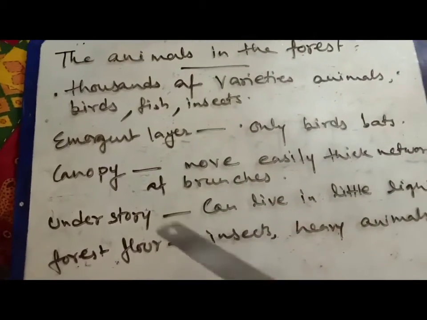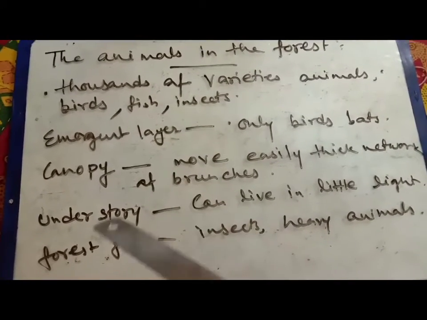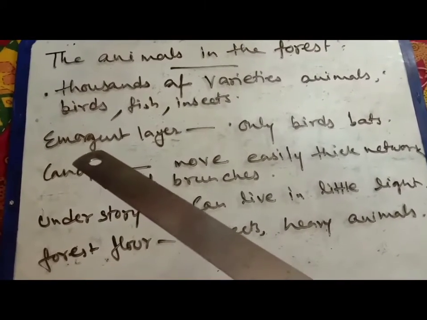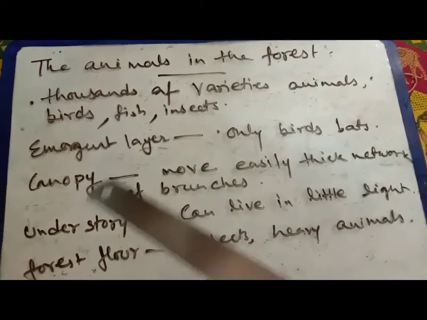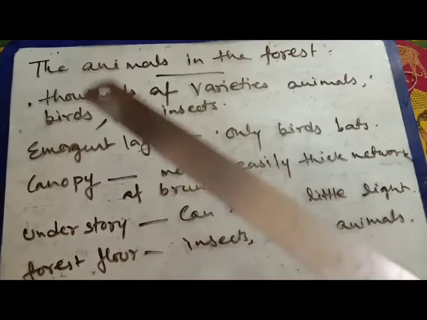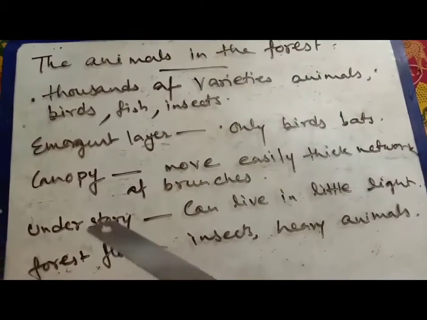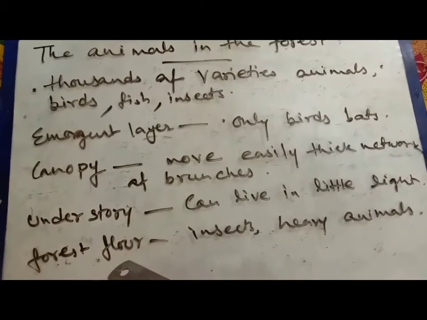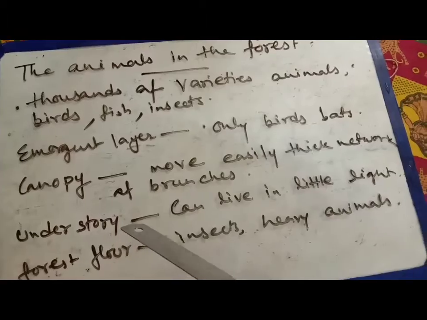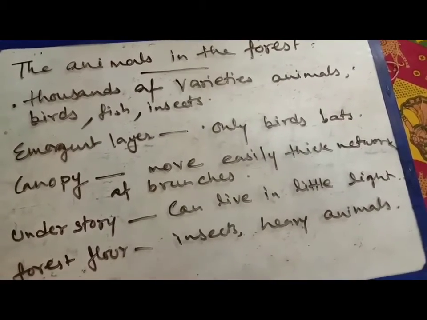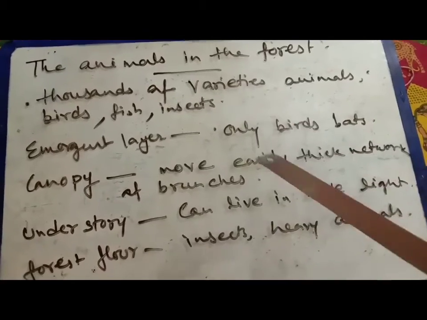Now if you remember, in the previous video I discussed the different layers of the forest. There were four layers: the emergent layer, which is the tallest one, then the canopy, a huge one, and the understory just below the canopy, and then the last one, the forest floor. So we have discussed the forest in these four parts. Now we are going to discuss the animals of this forest.